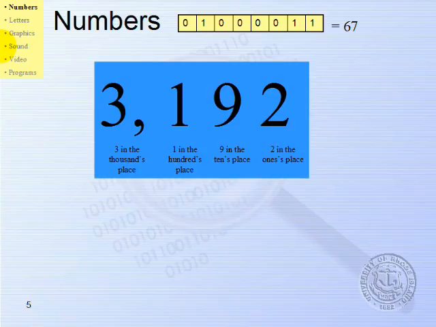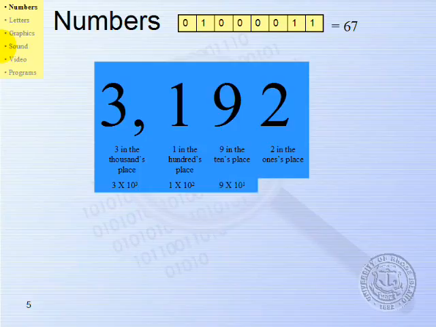What this really means is that the places are powers of 10. So the 3 means 3 times 10 cubed. 10 cubed is 1,000, so there are 3 in the thousandths place. The 1 is 1 times 10 squared. 10 squared is 100, so that's 1 in the hundreds place.